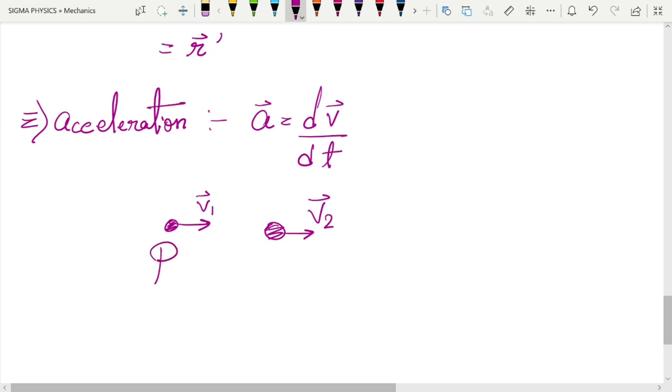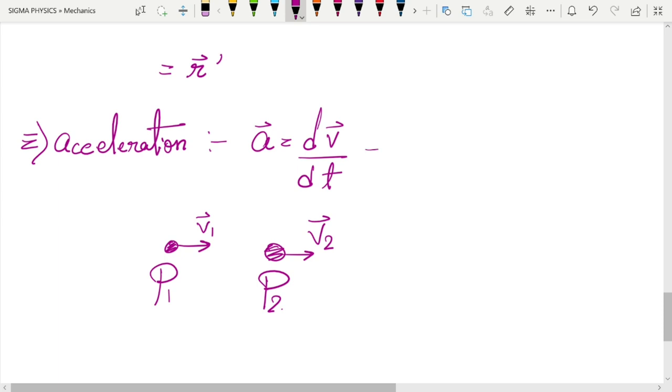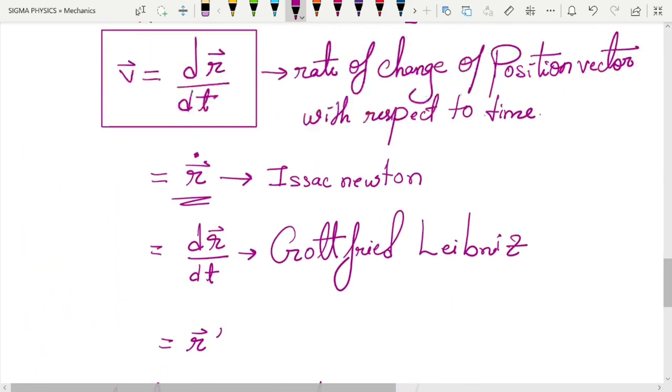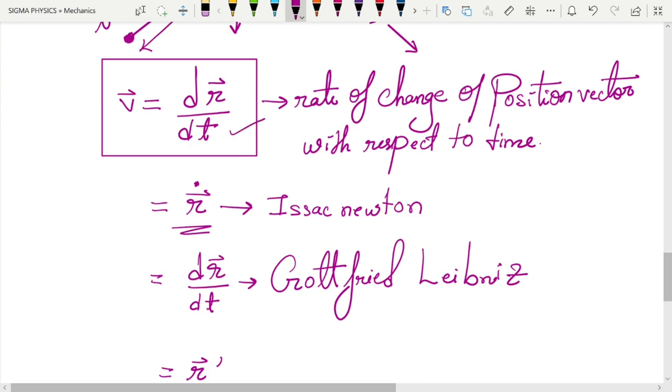So at p1 it has some velocity v1, and at p2 it has some velocity v2, right? Then this is the definition of acceleration. So acceleration tells you how the velocity of a particle is changing with time. And now what we can do is this is d by dt of v, and now I'm just substituting v over here. So v we can write as dr upon dt like this.